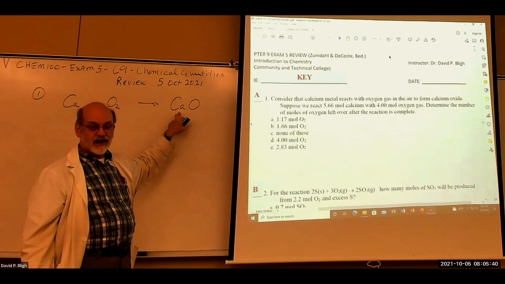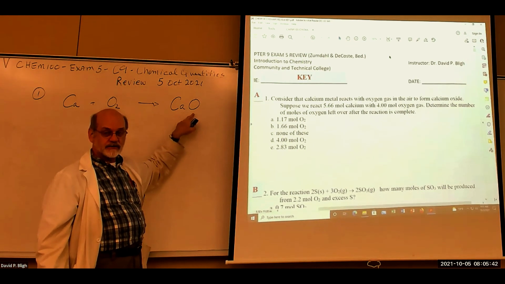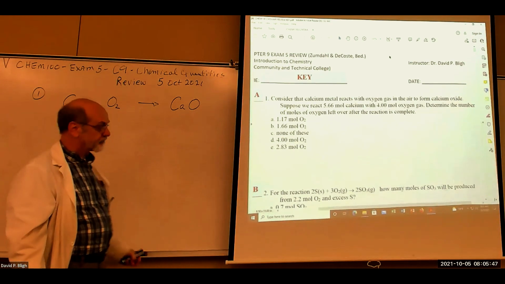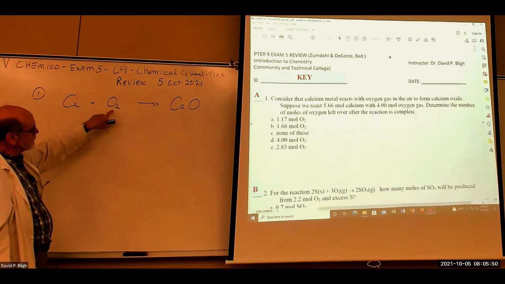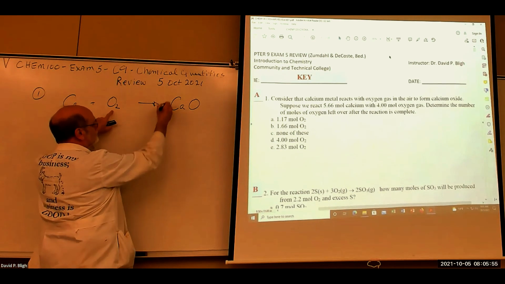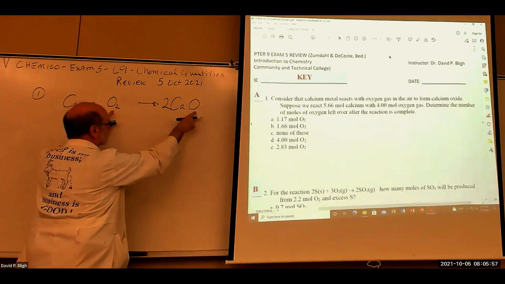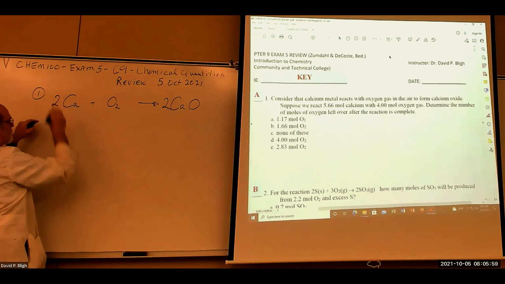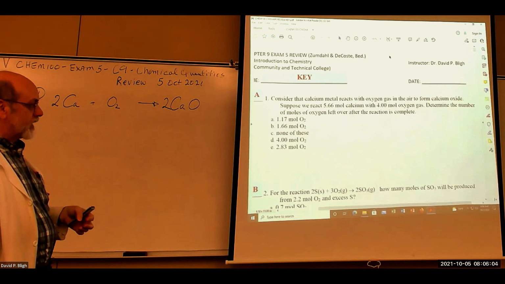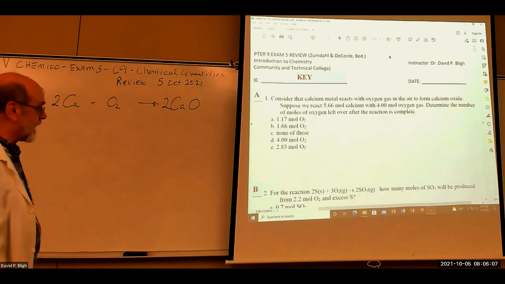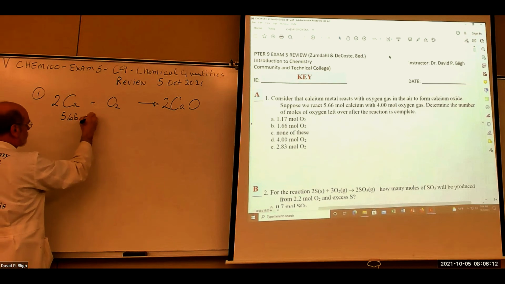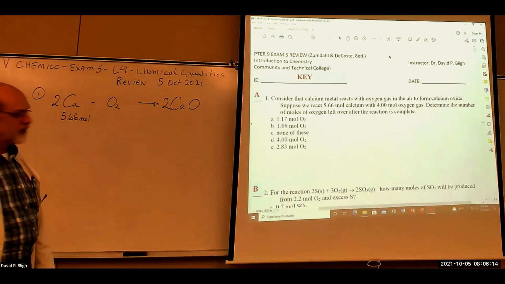Calcium is an alkaline earth with a 2+ charge. Oxygen's a chalcogen with a -2 charge. So you just need one of each. Now to balance them, you need 2 oxygens. We don't even need to do the budget for this one. It's really simple. 2 oxygens, 2 calciums. So now you've got a balanced equation. Now, what were we given? 5.66 moles of calcium. And how much oxygen? 4 moles of oxygen.